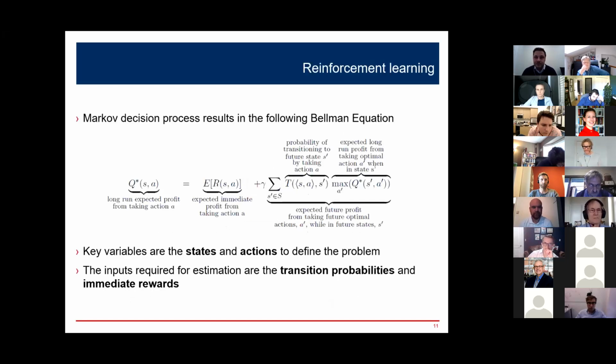Okay, so if you want to make that intuition a bit more formal, we can express that in the following Bellman equation, which is really core to reinforcement learning. What we want to do is estimate, remember, that long run expected profit. I called that Q score. So we want to estimate the long run expected profit if we're in a given state, S, and we take a certain action, A. That's what we're trying to estimate.